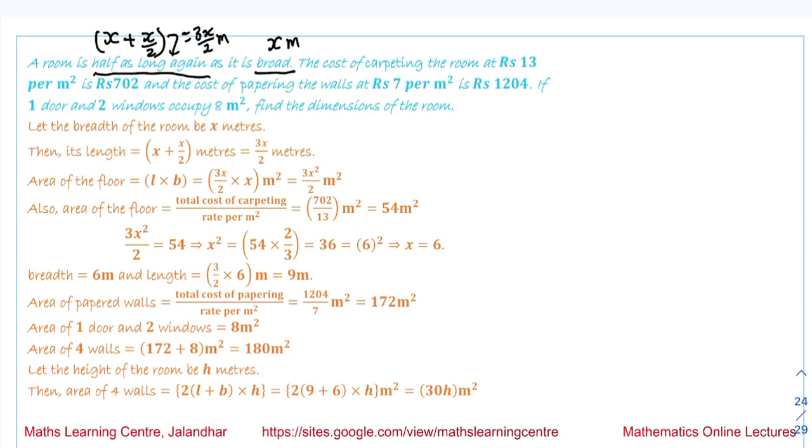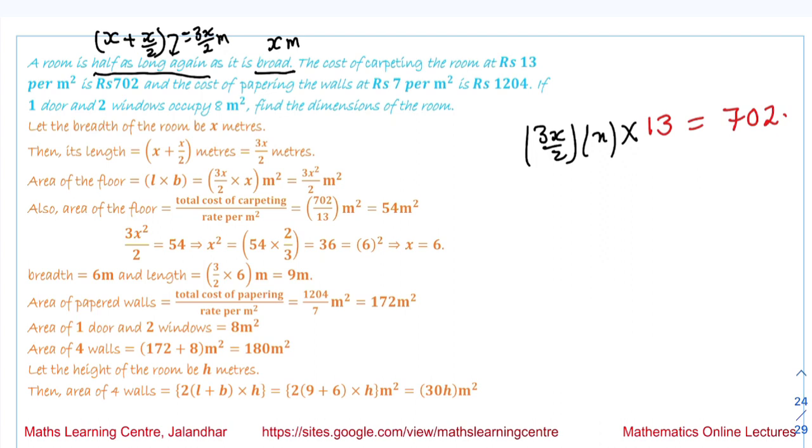floor. So the total surface area of the floor will be 3x by 2 into x meter square. This is the area of the floor. And what is the cost of carpeting the room? It is at rupees 13 per meter square, and the final answer that we are getting is 702 rupees. This is the total cost that we will have.